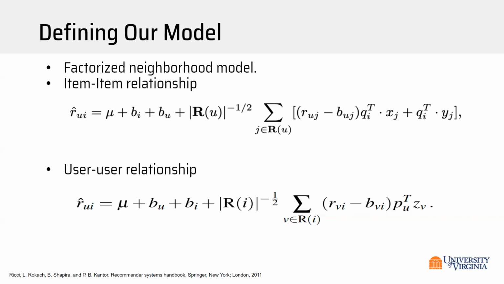The user-to-user relationship is defined in a similar fashion, but instead of iterating over every rating of every user for the item, we iterate over every item rated. And there is no additional implicit information to capture, which simplifies our algorithm.